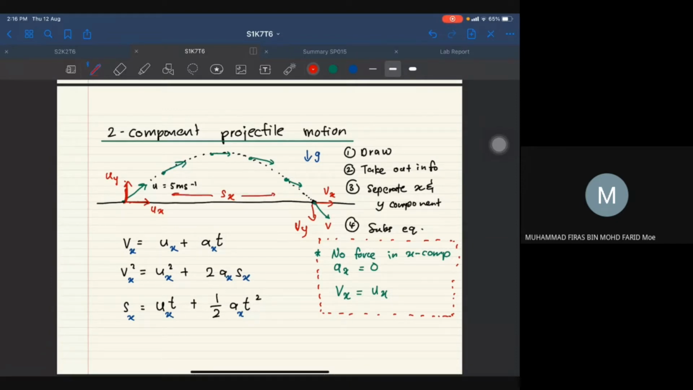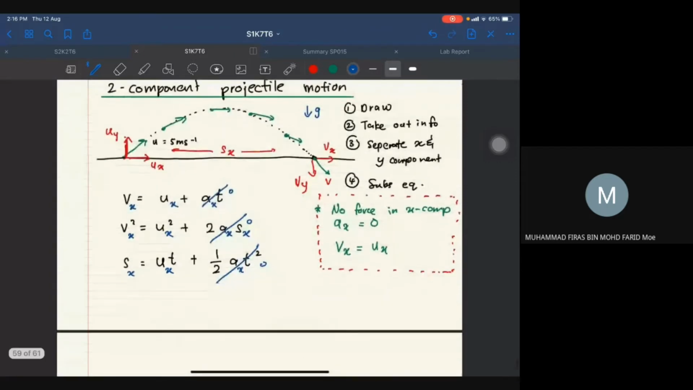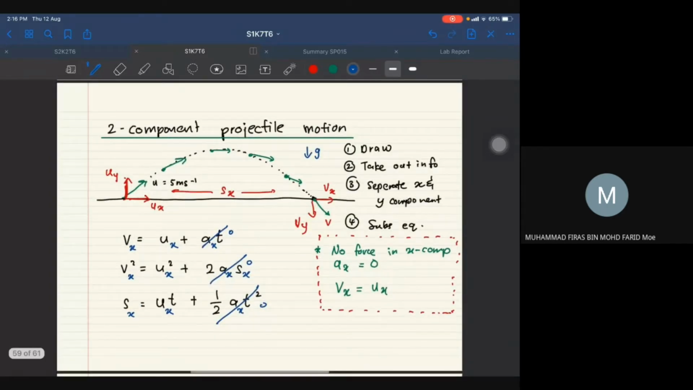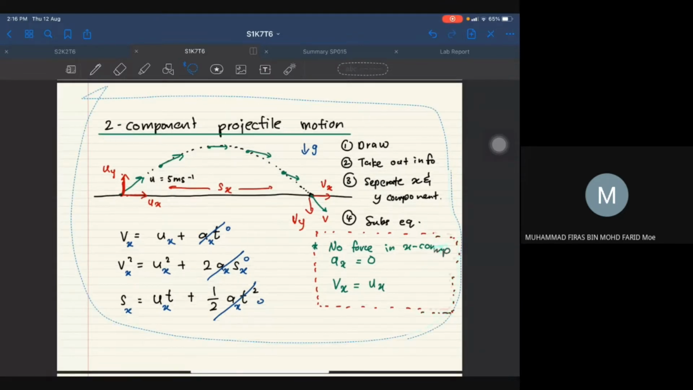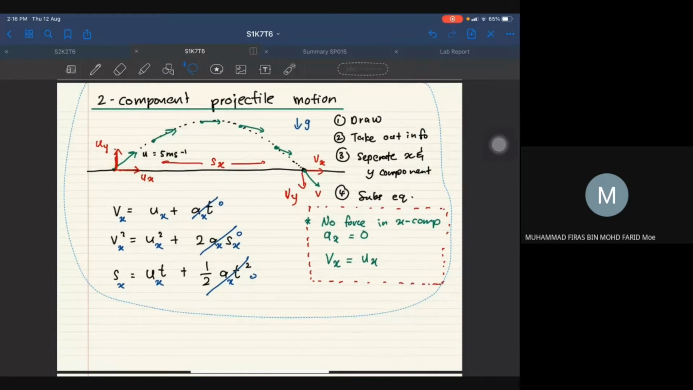Okay, so what happens when Ax is equal to 0? This term becomes 0. This term becomes 0. This term becomes 0. So you will end up with equation number 1.